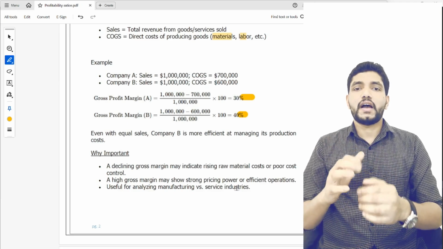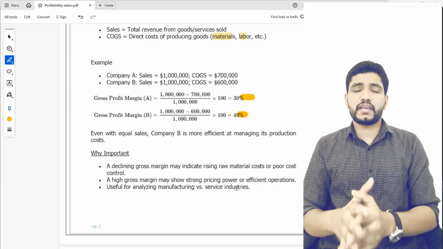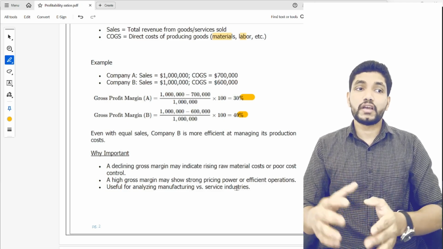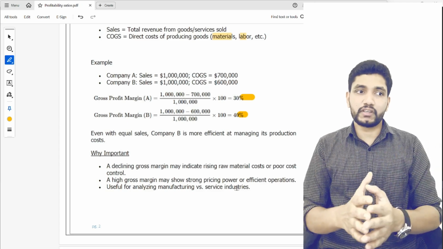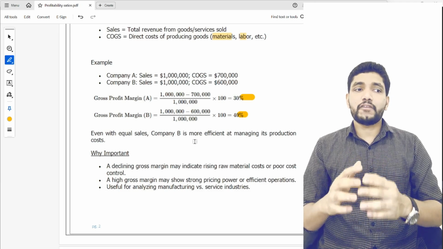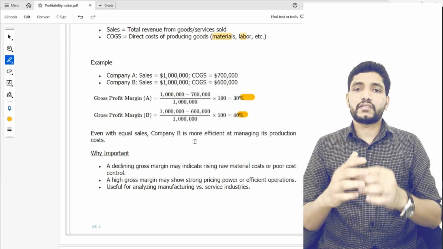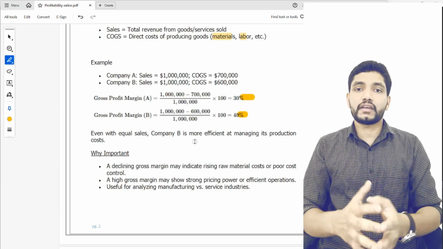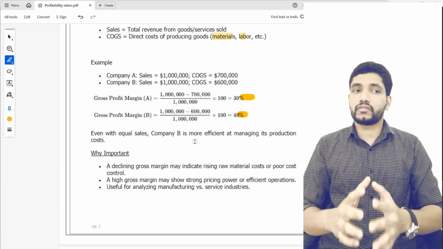A high gross margin shows strong pricing power or efficient operations, useful for analyzing manufacturing versus service industries. That means a higher margin normally indicates that the company has strong pricing power, and is efficiently managing its operations by controlling cost and through optimization methods. So the GP margin or GP ratio is useful for analyzing manufacturing, service, trading, almost all industries. It is relevant.